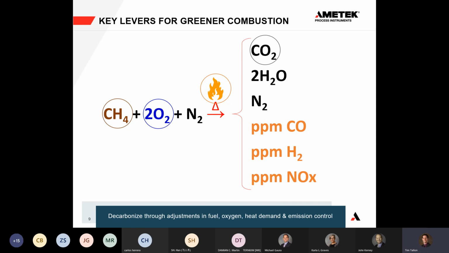But what I wanted to emphasize is that you can use fuel adjustments to reduce your carbon dioxide emissions. You can optimize your combustion process. You can reduce your oxygen set point to reduce your CO2 emissions. You can reduce the demand for heat because that'll directly reduce the amount of fuel that you use. And you can also directly reduce the emission of CO2 itself by capturing it. We'll get into all of these different approaches, but when you think about the combustion reaction, there really are 4 different ways that you can attack and work towards greener combustion, decarbonizing, removing carbon dioxide emissions.